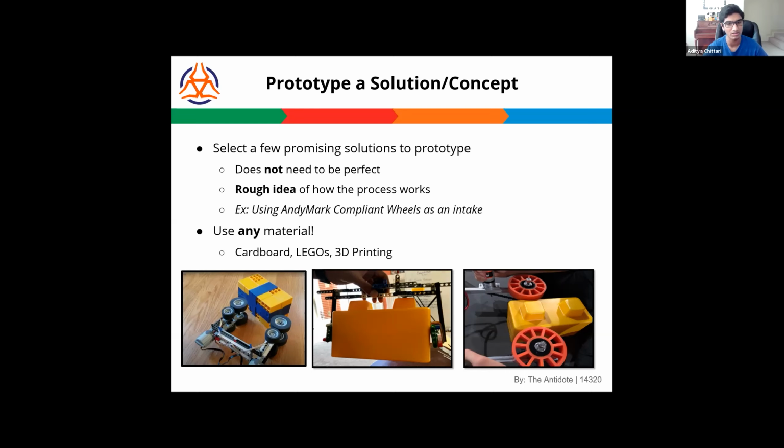We've got a few pictures there on the bottom that show we were experimenting with various ways how to intake the mechanism and the block, as well as how to grip onto it.